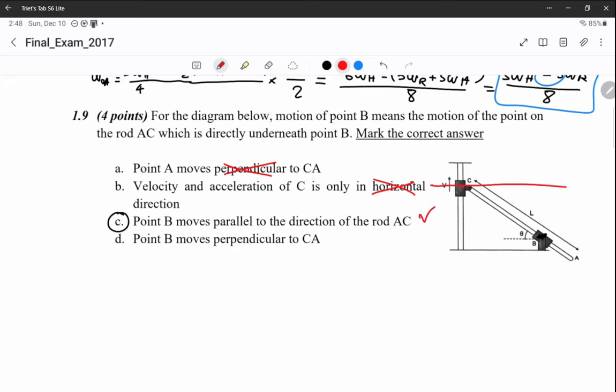Point P moves parallel to the direction of the rod AC. So pretty much it can't have any component perpendicular to AC, because that's going to crash the point, crash this thing right here. You're going to crash the pivot point, so it has to be parallel to the direction of AC. And D, P moves again, it can't have any component perpendicular to CA. Why is C.